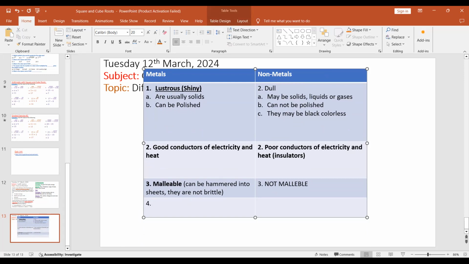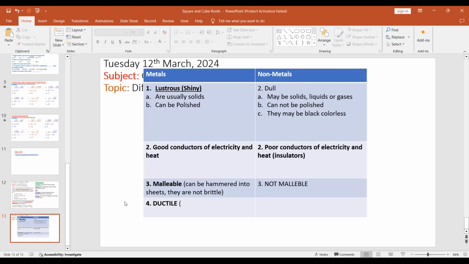Metals are ductile. Ductile means, I was confusing ductile with malleable. Malleable means that we could form them into sheets, right? Like aluminum sheets, or coins. We could pressure them into sheets, right? And they won't break. They won't shatter if we hammer them or hit them with a hammer.